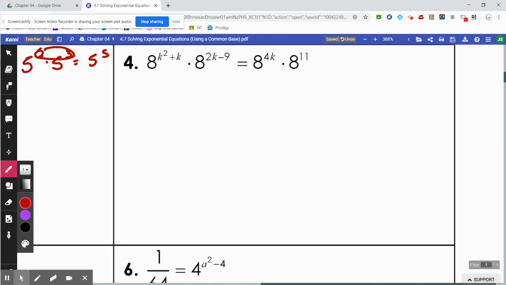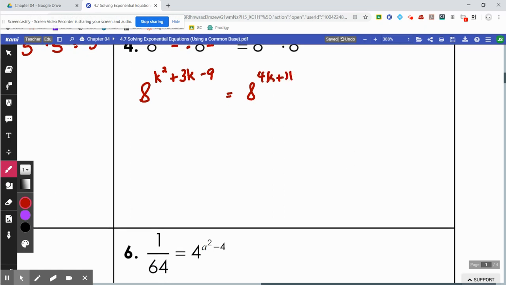Number 4, same thing, except we're going to use our product rule on both sides. We're multiplying like bases, so we're going to add our exponents. On the left side, we're going to have 8 to the, let's combine like terms, k squared. We're going to combine 1k and 2k, and that'd be plus 3k. And then a minus 9. Again, we just added our exponents. And on the other side, we have 8 to the 4k plus 11. And again, now the only way this could be true is if the powers are equal to each other. So let's set our powers equal to each other.